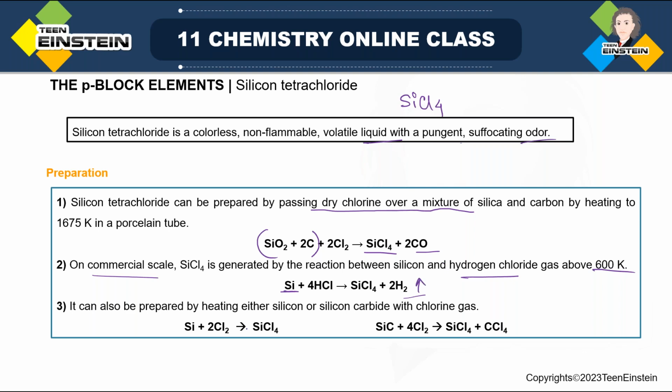There are 2 more methods. There also we are using chlorine gas, but first we treat it directly with Si, or we can also treat chlorine with silicon carbide. So silicon carbide can also be used as a source for the preparation of another silicon compound, which is SiCl4. So either you heat chlorine with silicon or silicon carbide, we get SiCl4. Okay. So these are the 4 methods by which we can prepare silicon tetrachloride.